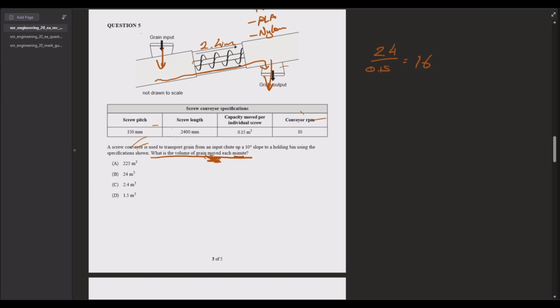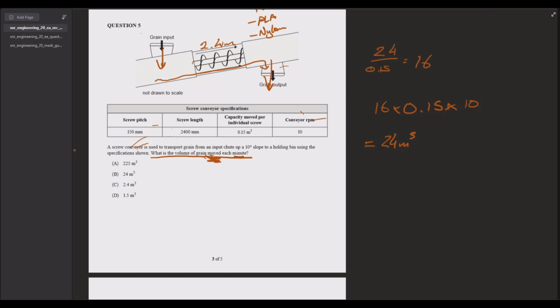we should find that there are exactly 16 different pockets. And if we multiply that by the capacity moved by each, I don't like that wording there, it should be pocket, not screw, because the screw refers to this thing. I don't know why it's called screw, but we multiply that by the capacity, and then by the conveyor RPM. And you're going to end up with 24 meters cubed of grain moved per minute.